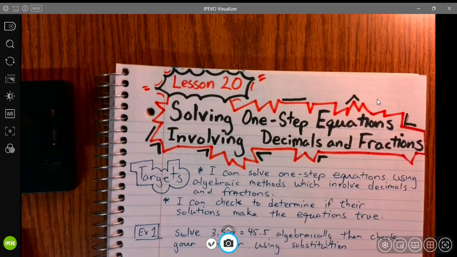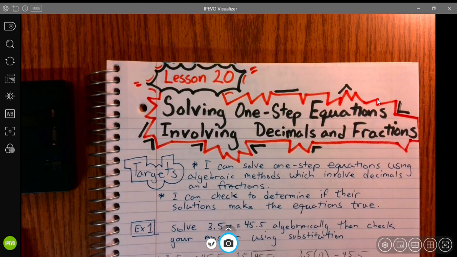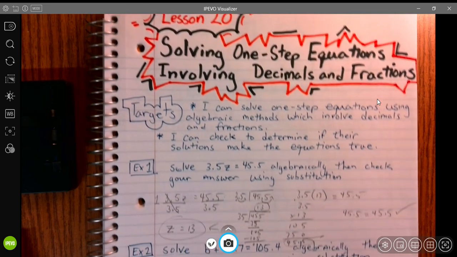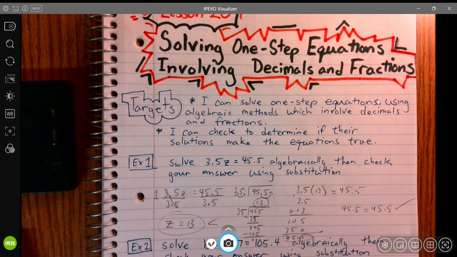Again, today was lesson 20, solving one-step equations involving decimals and fractions. Our target was I can solve one-step equations using algebraic methods, which involve decimals and fractions, and I can check to determine if their solutions make the equation true.